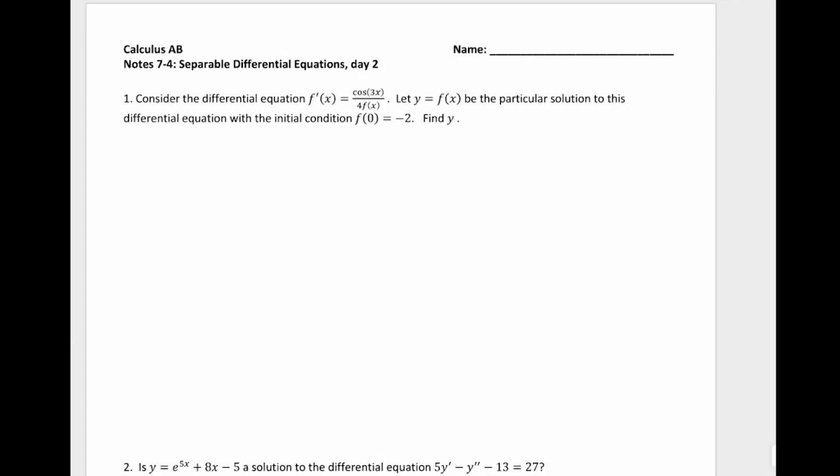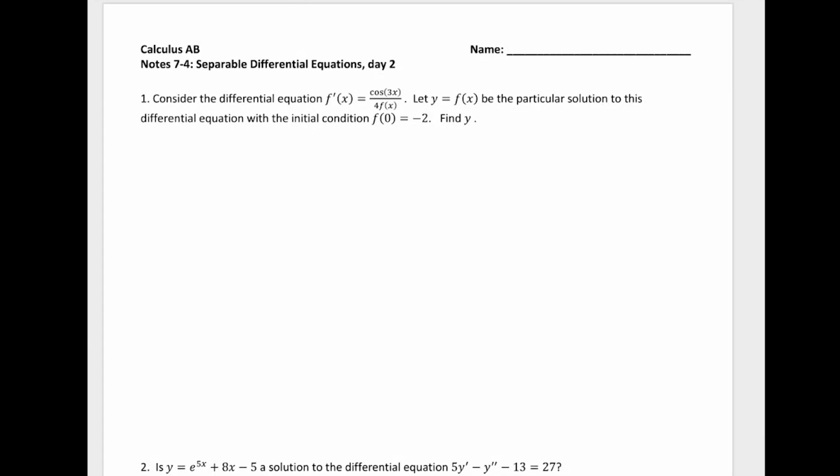We're also going to talk briefly about slope fields. So this is going to be a new concept that we're going to touch on. We're not going to get too deep into it. So let's get into these differential equations.